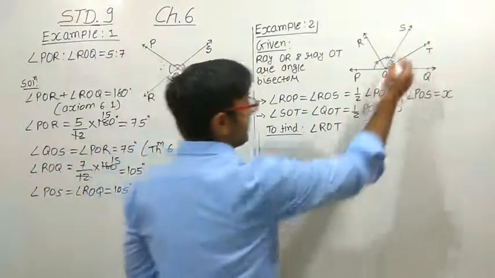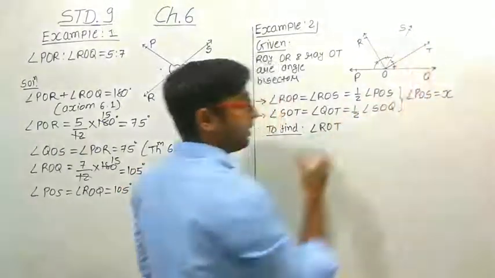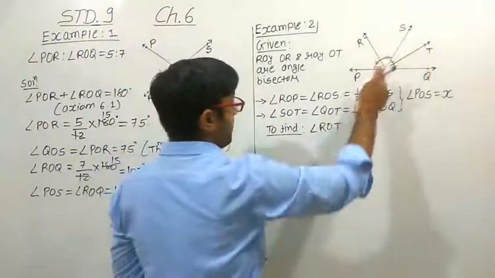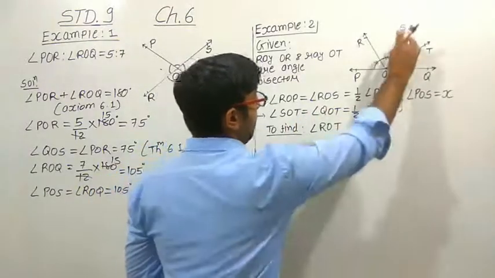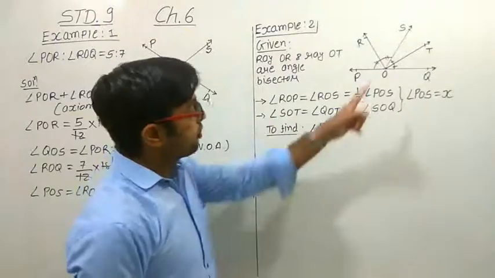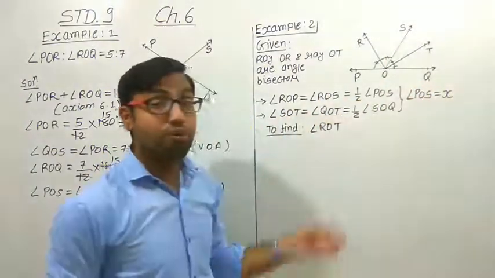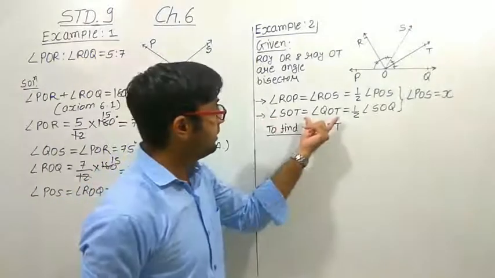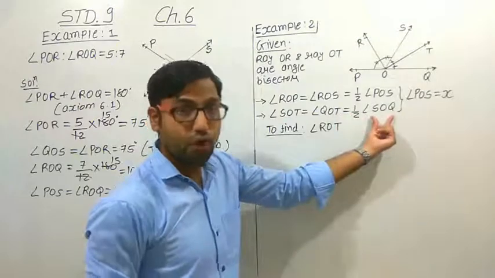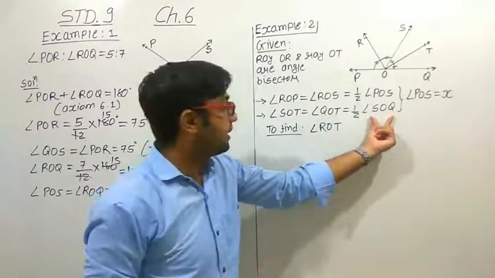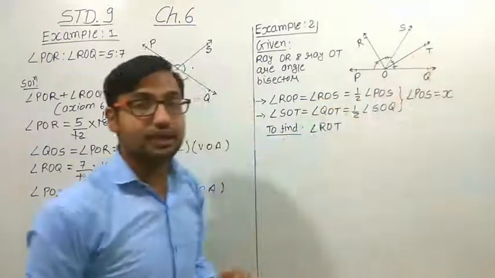Now consider this angle SOQ. SOQ is also bisected by the ray OT. So we can write down SOT equals QOT equals 1/2 of angle SOQ. Suppose SOQ is 60 degrees, then both these angles will be 30 degrees. So we write it as 1/2 of 60 degrees, because 1/2 of 60 is 30 degrees. Okay, now we have to find the angle ROT.